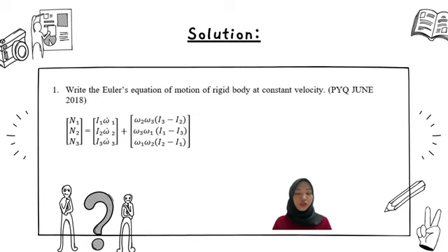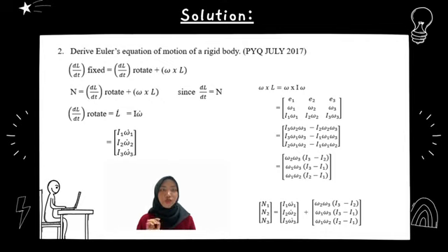For the solution for question number 1, which is write the Euler equation of motion of a rigid body at constant velocity, you just write the Euler equation, which is N1, N2 and N3 is equal to I1 omega dot 1, I2 omega dot 2, I3 omega dot 3 plus omega 2 omega 3 in bracket I3 minus I2, omega 1 omega 3 in bracket I3 minus I1, omega 1 omega 2 in bracket I2 minus I1 in matrix form.